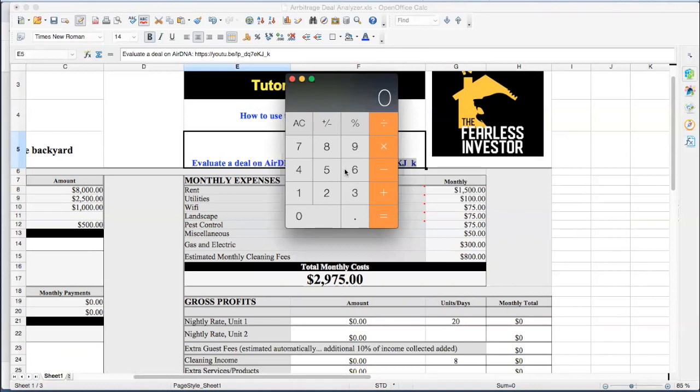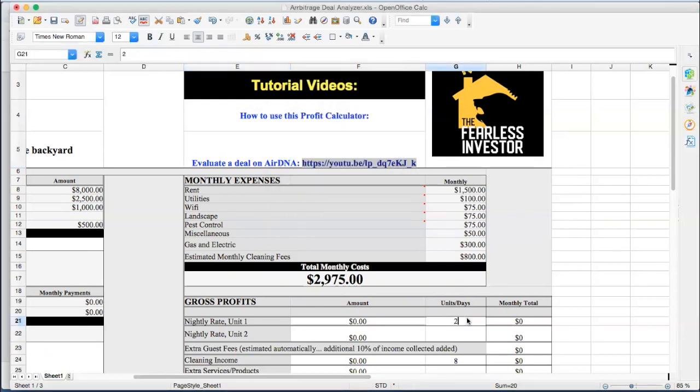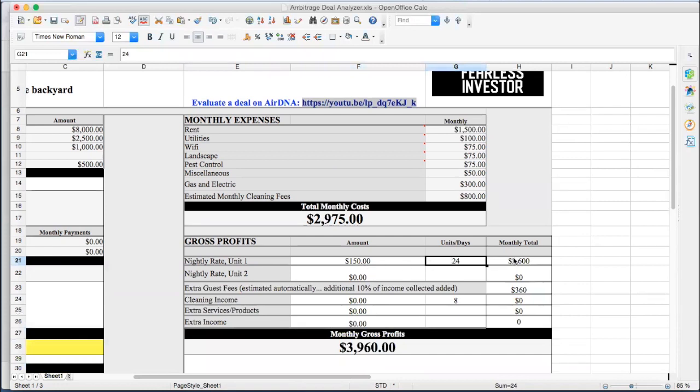So I got my handy dandy calculator here. 30 days times 0.8, which is 80%, means that I should be occupied 24 days out of the month. So I'm going to turn the units or days into 24 here. And if I've done my research, then I'm basically just, again arbitrarily, saying we're going to make $149 per night for 24 nights. In fact, let's make it even easier. Let's go 150 because I like that round number. So 150 times 24, it automatically says that's $3,600.